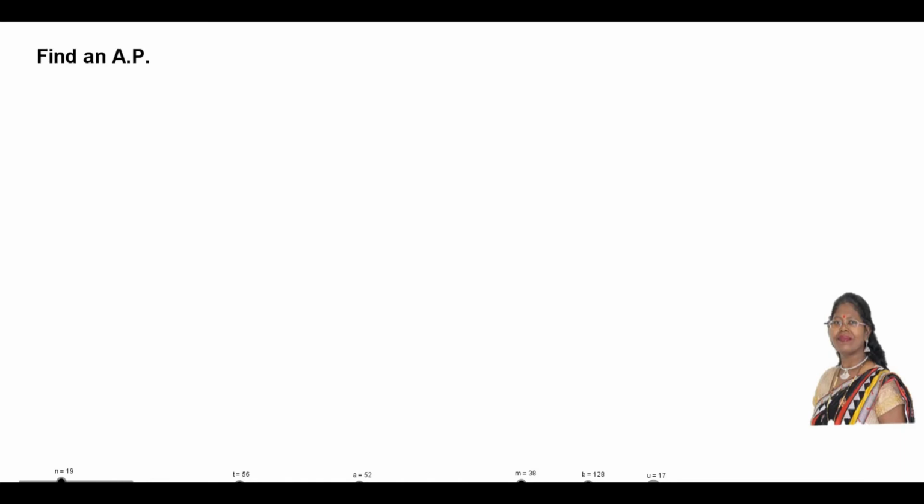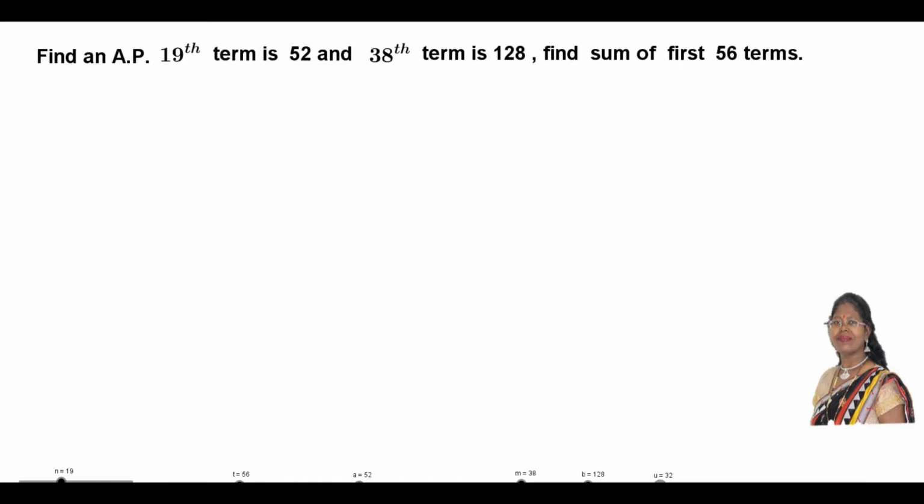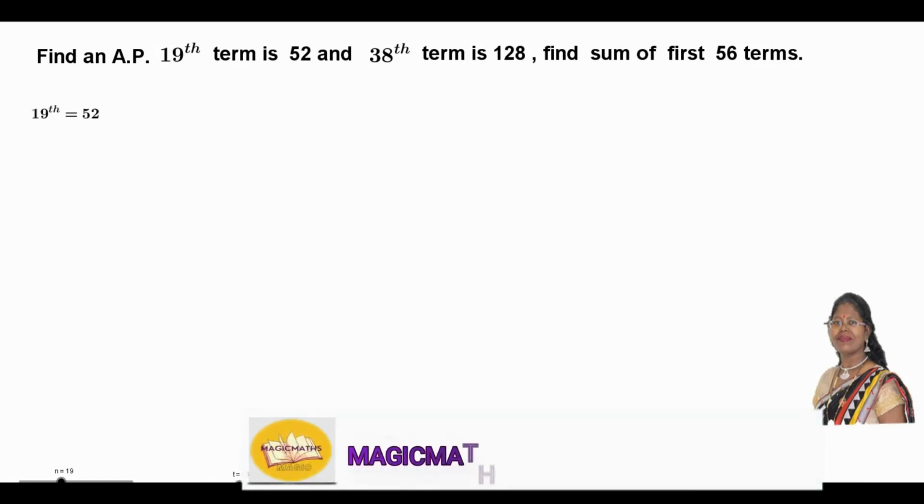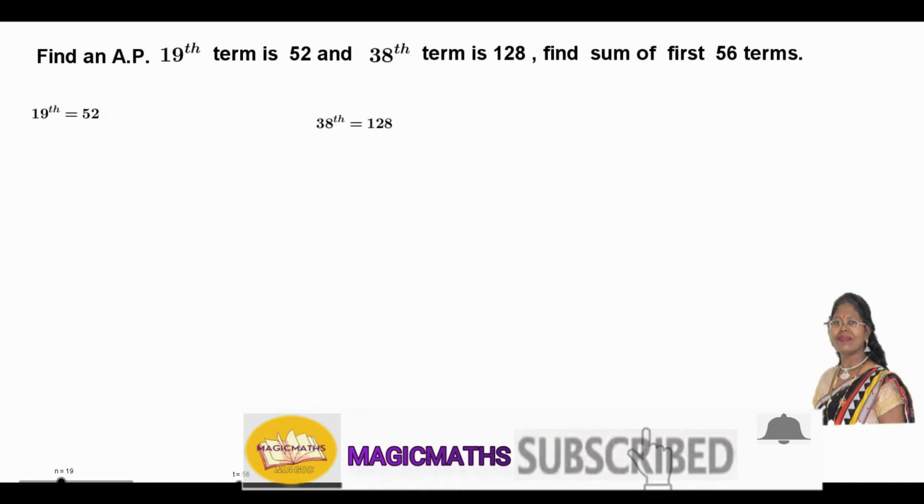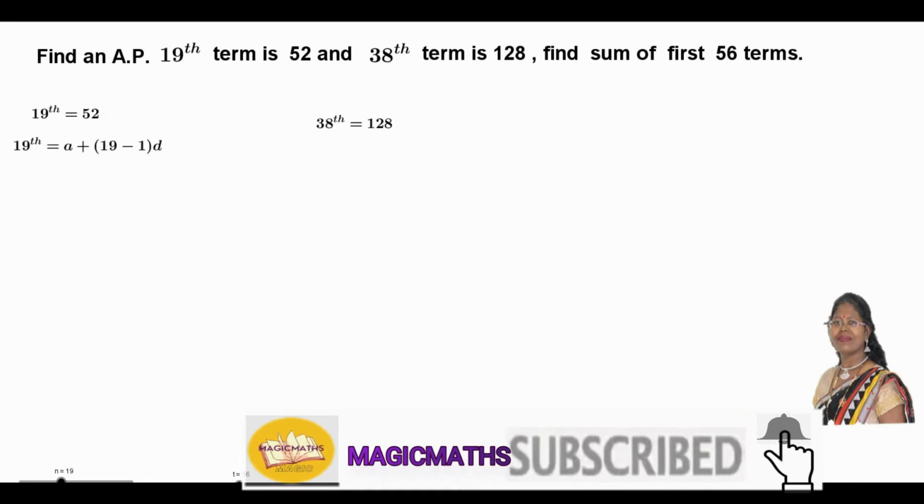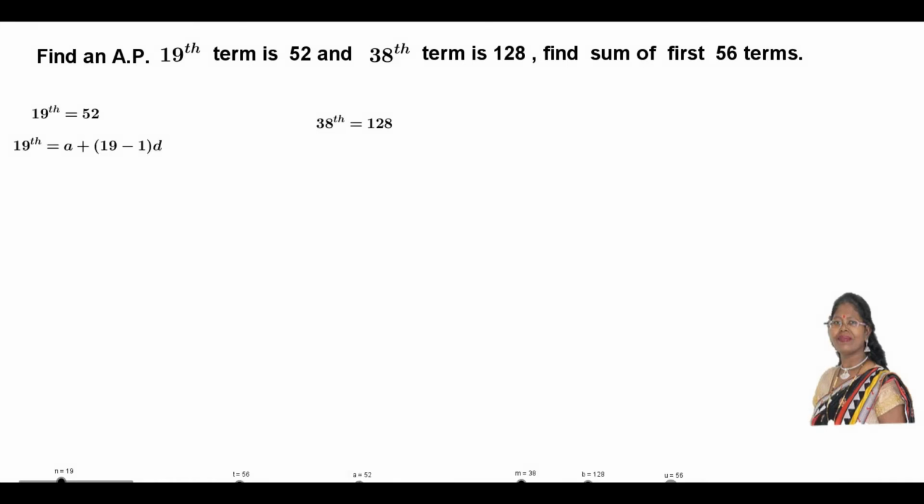Today we are going to find the sum of first 56 terms of an AP whose 19th term is 52 and 38th term is 128. Let's see how to find it. The 19th term is equal to 52 and the 38th term is equal to 128. Therefore, 52 is equal to A plus in bracket 19 minus 1 into D.